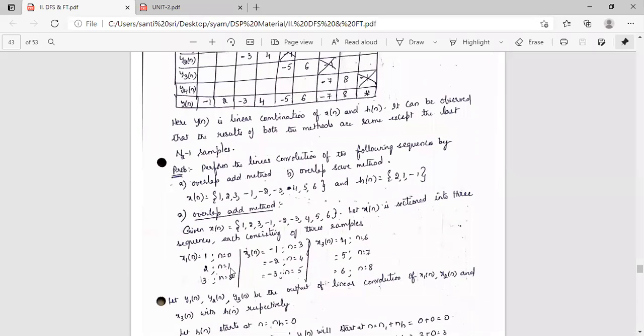Next problem is to perform the linear convolution of the following sequences by overlap add method and overlap save method. You can do this problem. Here h of n is given as 3 samples.